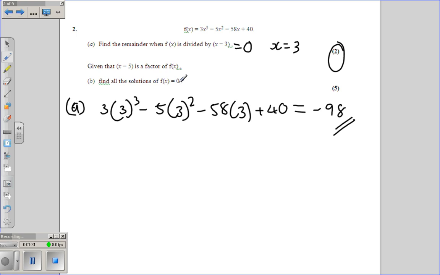Next part says, given that x minus 5 is a factor of this, find all the solutions of f of x equals 0. A lot of people, I think, would maybe struggle with what to do with this question, because it's not giving you a lot of hints. It's just 5 marks. You have to break down the question and use problem solving skills yourself to do it.